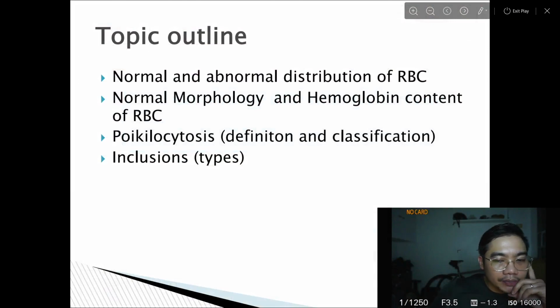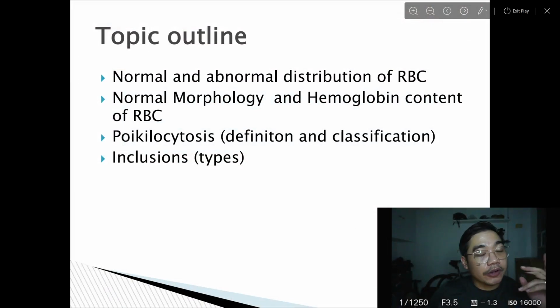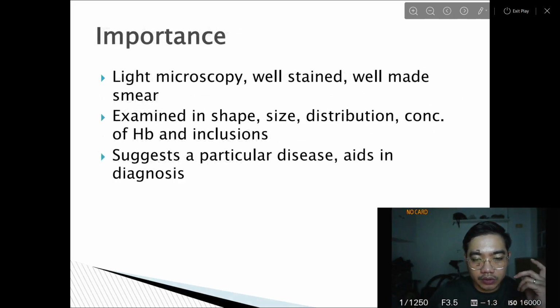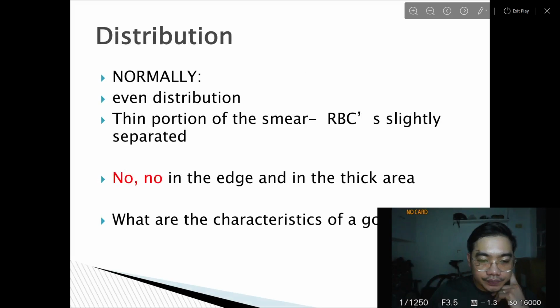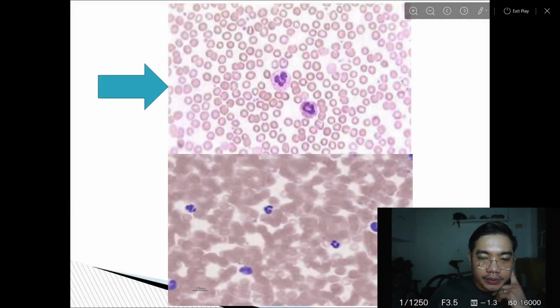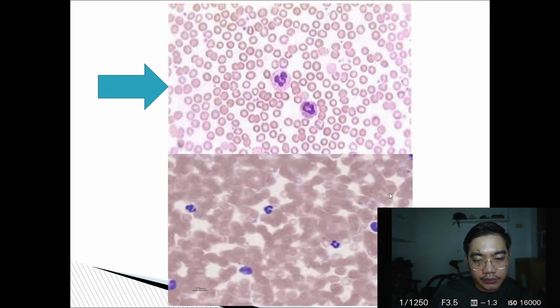So we're gonna talk about the normal and abnormal distribution of RBC, normal morphology. This is more of the morphologic features, no? This has overlap with your previous topic, and poikilocytosis, and also anisocytosis. So where do we check? Where do we study, or where do we analyze our blood smear, peripheral blood smear?